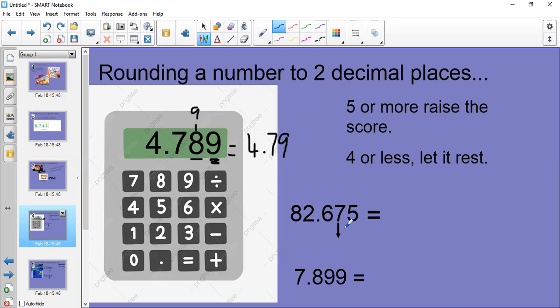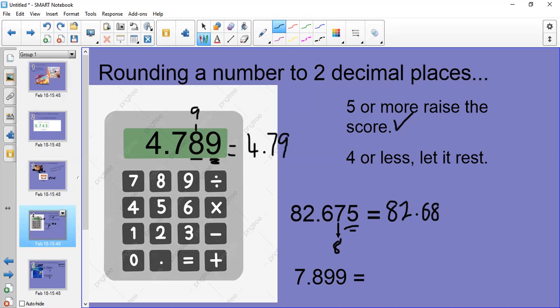Let's look at this example, 82.675. We look at our 5 and ask ourselves, is it 5 or more? So we need to raise this number, or is it 4 or less? Do we keep it the same? Right, well, it's 5 or more. Okay, so this number 7 needs to change to an 8. Okay, so 82.675 becomes 82.68. Okay, I hope that makes sense.